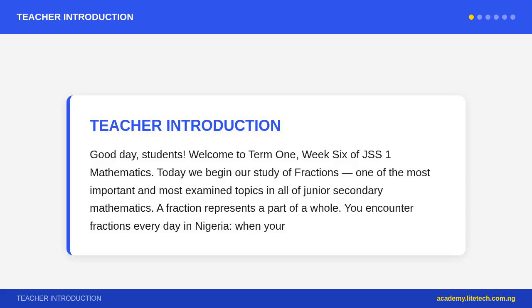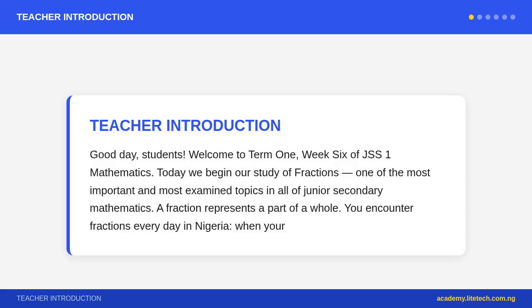Let us begin. A fraction is a number that represents part of a whole or part of a group. A fraction is written as one number over another, separated by a line called the fraction bar or vinculum. The number above the bar is called the numerator. It tells you how many parts you have. The number below the bar is called the denominator. It tells you how many equal parts the whole is divided into.